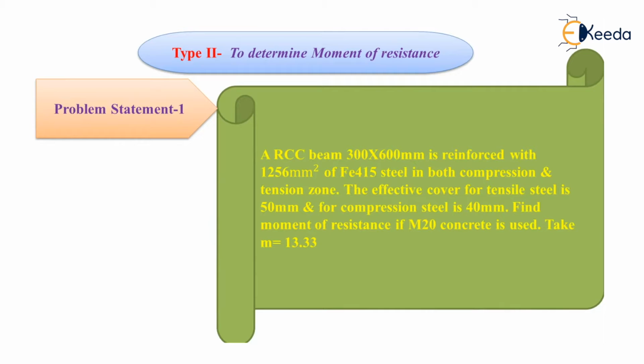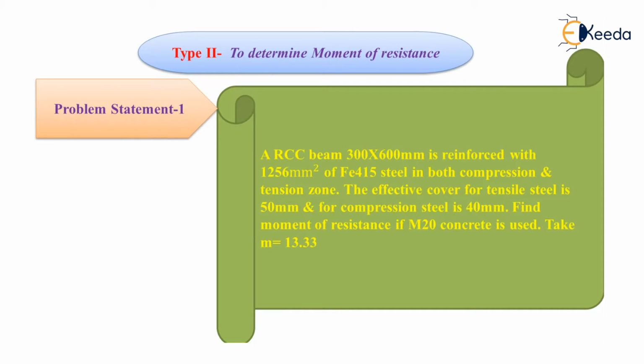A RCC beam 300 by 600 mm is reinforced with 1256 mm square of Fe415 steel in both compression and tension zone. The effective cover for tensile steel is 50 mm and for compression steel is 40 mm. Find the moment of resistance if M20 concrete is used. Take modular ratio m equal to 13.33.